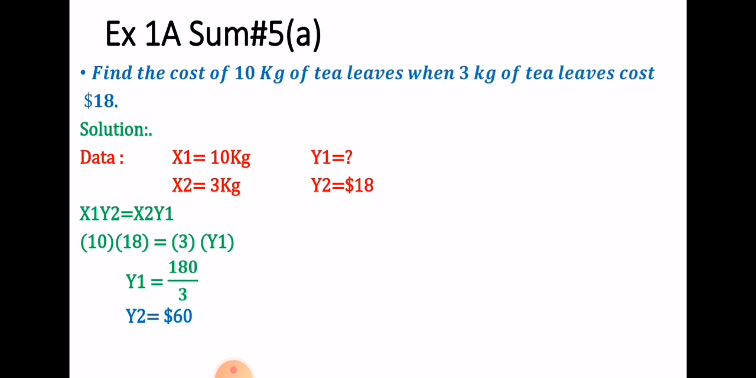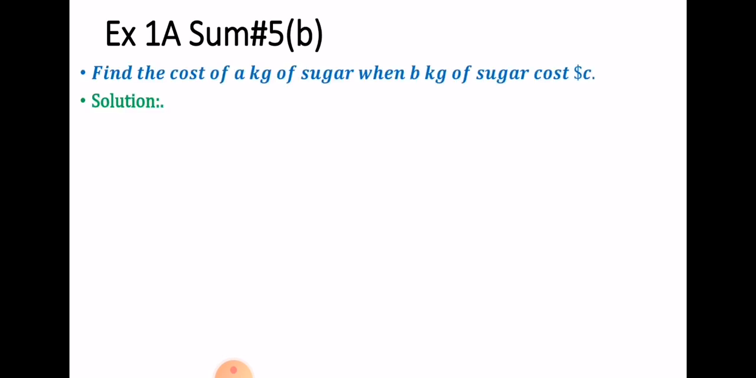So let's move towards the B part. B part is find the cost of A kg of sugar when B kg of sugar cost $C. Here the price is not given in terms of dollars, and you can say that these are variables because the mass and the cost are given in alphabets. So you have to find the cost of A kg of sugar when B kg of sugar cost $C.